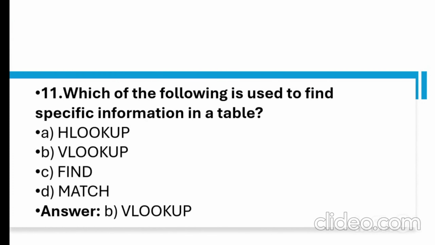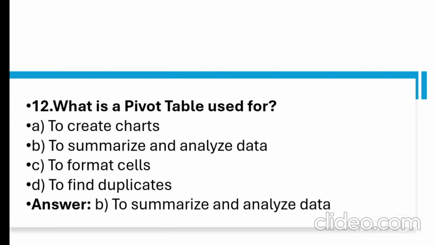Question number 11. Which of the following is used to find specific information in a table? Options are A. HLOOKUP, B. VLOOKUP, C. Find, or D. Match. So the correct answer is option B. VLOOKUP.